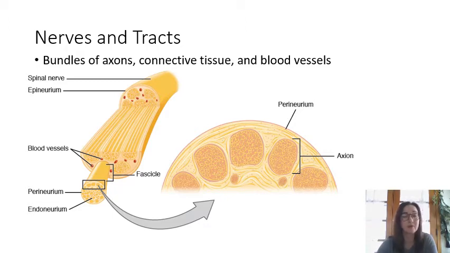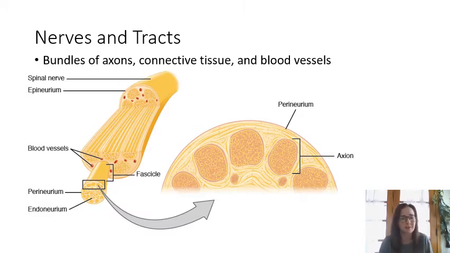So remember that nerves and tracts are just bundles of axons, right? The way that your nervous system works is that we've got these cell bodies that tend to be aggregated together, and when those cell bodies are aggregated together, we refer to them as either ganglia or nuclei, depending on where they are. And then the axons also get bundled together and those bundles of axons are either called nerves or tracts, depending on where they are in the body.